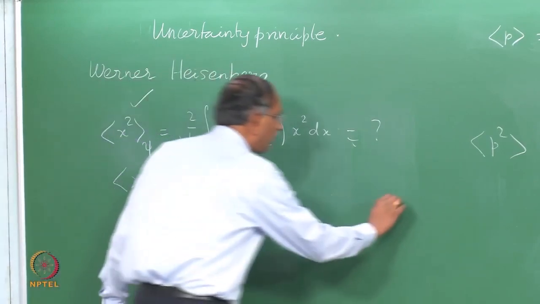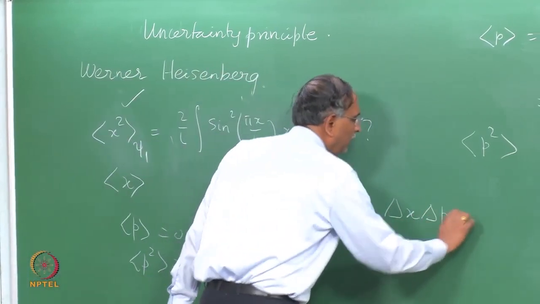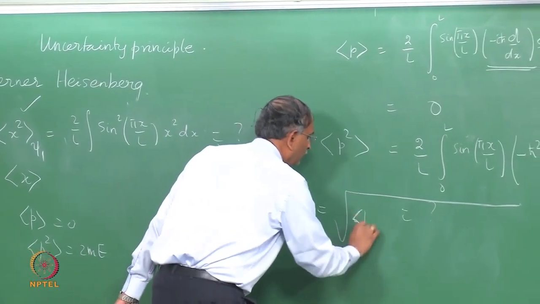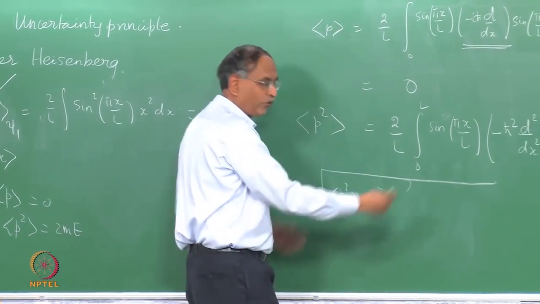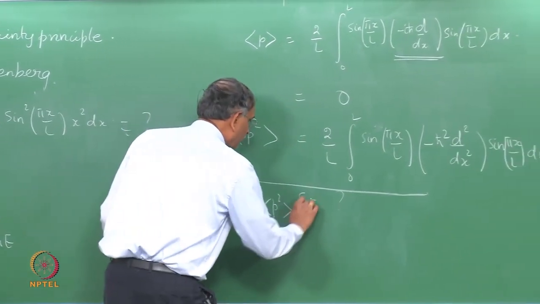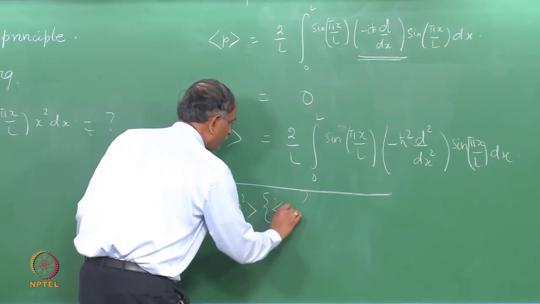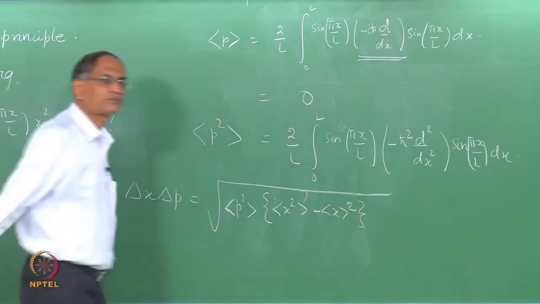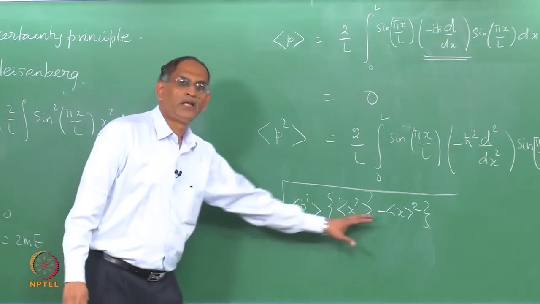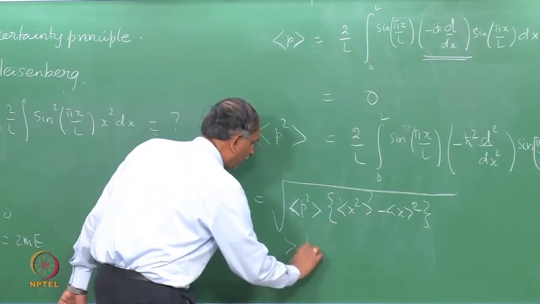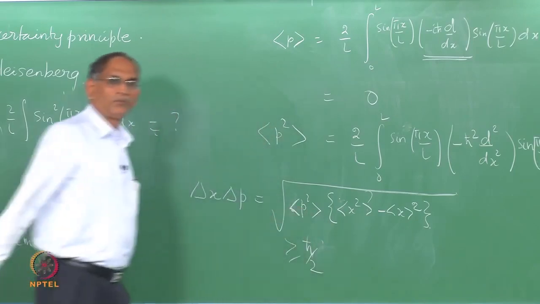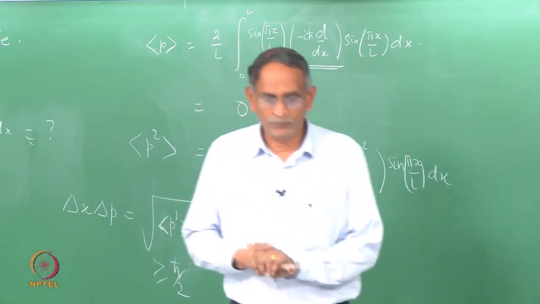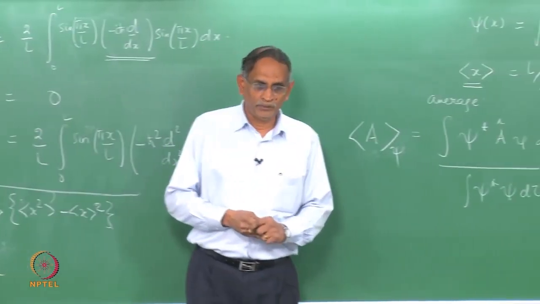This is the only integral that I have not calculated. Once you have done that, you can calculate delta x delta p as nothing but the square root of p squared minus p whole squared, of course you know that is 0, times x squared minus x whole squared. And you should be able to verify that this answer is greater than or equal to h bar by 2. So, this is the statement of Heisenberg's uncertainty principle for the particle in a one-dimensional box.